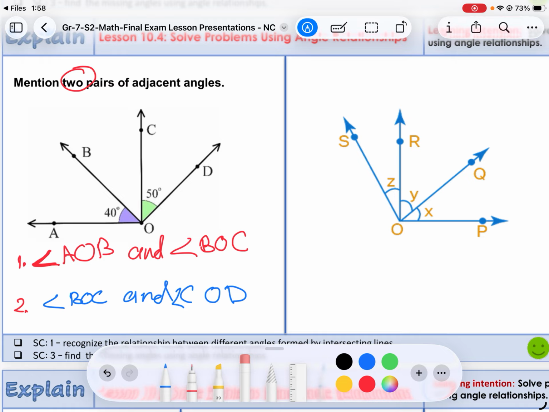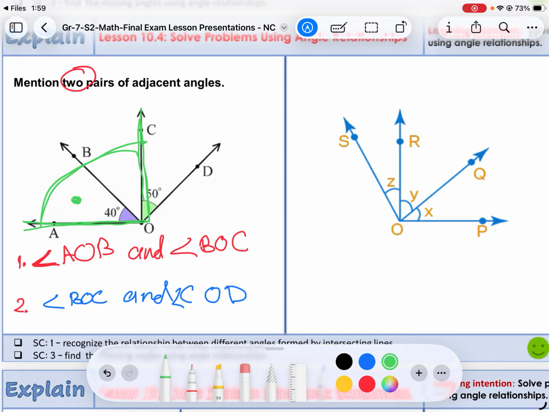Can I say this angle and this angle are adjacent? No, they're not. They are definitely not adjacent. Can I say this angle and this angle here and this angle are adjacent? Like some of you may tell me, Miss, yeah, this angle with this angle, they are adjacent.